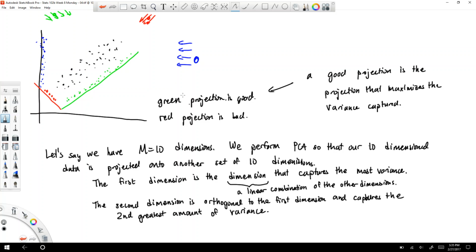Okay, it's hard for us to visualize anything more than 3 dimensions that are orthogonal to each other because we only live in 3-dimensional space, and so we can only visualize 3 orthogonal dimensions. But in higher dimensional data, you can have more dimensions that are orthogonal to each other. And what principal component analysis does is each principal component is the new dimension that is orthogonal to the other ones. Okay.